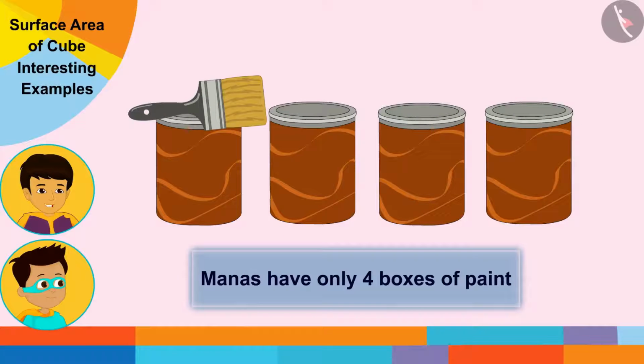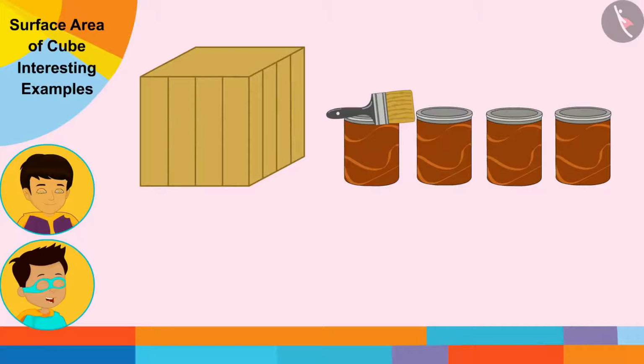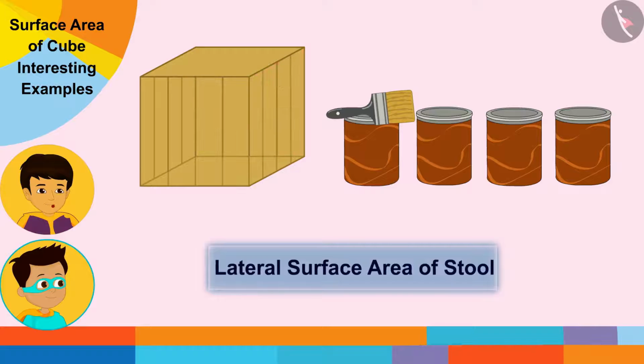But Thomas, we have only 4 boxes of paint. So what shall we do now? Don't panic, Manas. Let us paint only the vertical surfaces of this stool. Maybe we can paint these surfaces by using these 4 boxes of paint. But Thomas, the vertical surfaces of this cubic stool indicate its lateral surface, isn't it? This means that the sum of the areas of these surfaces will be equal to the lateral surface area of this cubical stool.